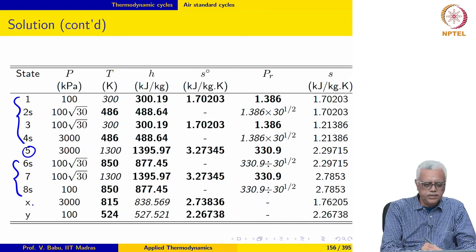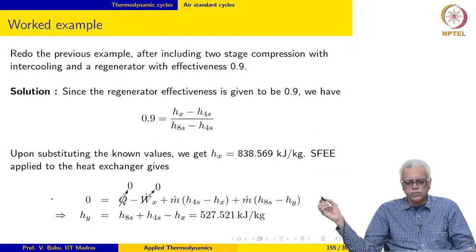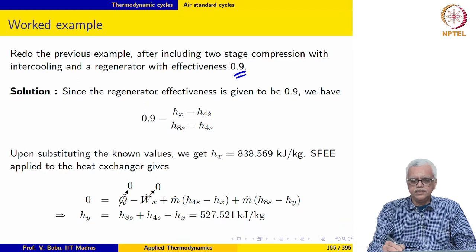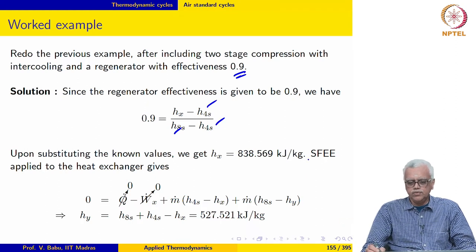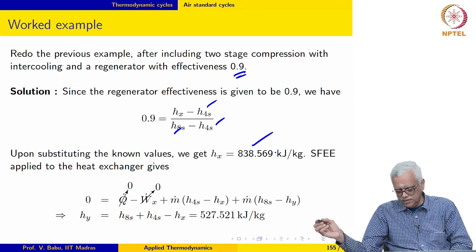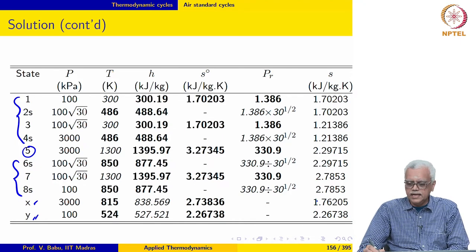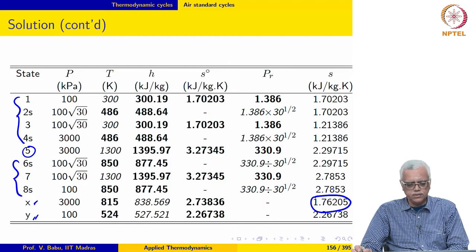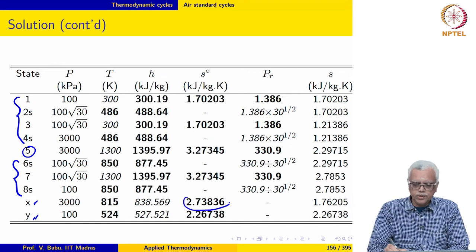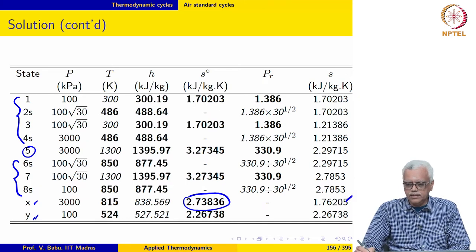Now, all we need to do is determine Hx and Hy, Sx and Sy corresponding to states X and Y. So, the effectiveness of the heat exchanger is given to be 0.9. Notice that all the other values in this definition are known. So, we may evaluate Hx to be 838.569. So, we may go to the table with this value for Hx and retrieve specific entropy to be 1.76205. We get S0 to be this, and then from S0 by using the expression for S, we may calculate S to be equal to this.